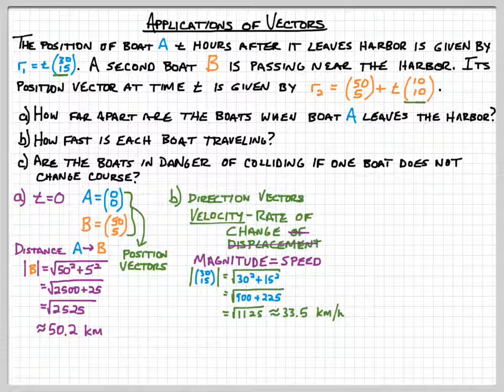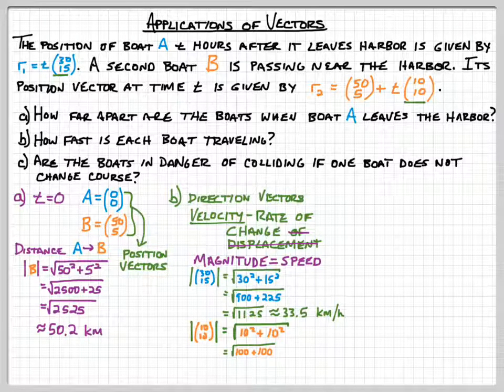Then we look at the speed of boat B, which is the magnitude of 10, 10. So that's going to be the square root of 10 squared plus 10 squared, which is the square root of 100 plus 100, the square root of 200, which simplifies to approximately 14.1 kilometers per hour. So that's how fast each boat is going. Boat B is just kind of sailing along nice and slow. Boat A is on a mission. They're out there going 33.5 kilometers per hour.